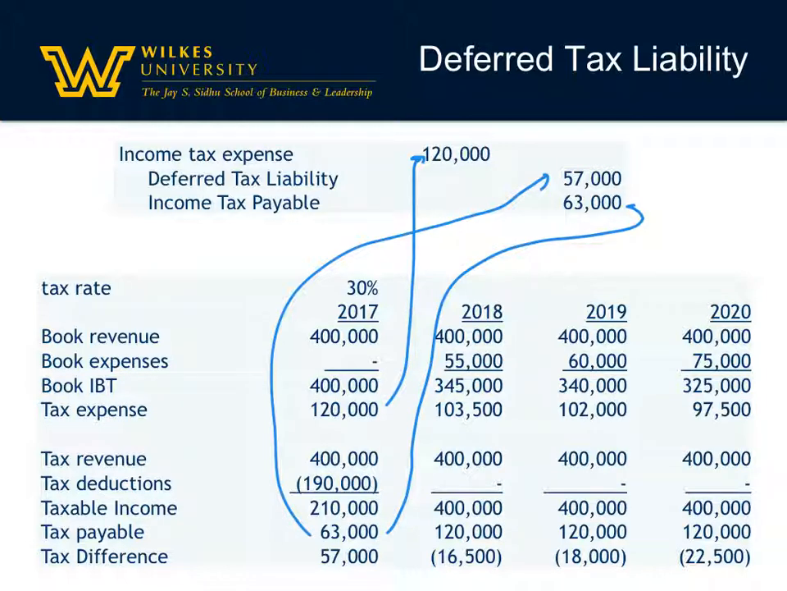It means in the future we're going to owe taxes because our taxable income will be higher than our book income in the future. We know we owe it. It's a deferred tax liability.